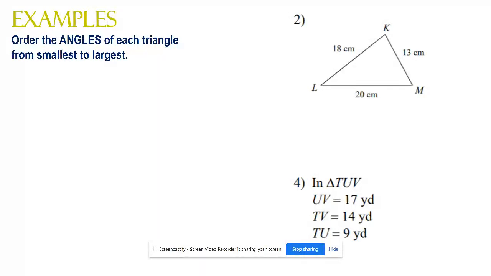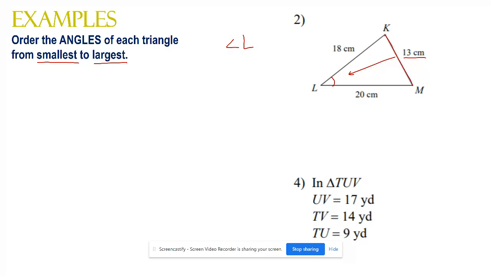So what you want to do here, if we're going from smallest to largest, you want to start with the shortest side. So on number 2, that would be the 13. So the smallest angle will be across from that. It will be opposite the 13. So you go across the triangle to the opposite end, and you find the angle that's not touching the side with the 13, and that's angle L. So L is the smallest. So I'm going to write that first. And it's the smallest because it's opposite the shortest side, which is side KM.